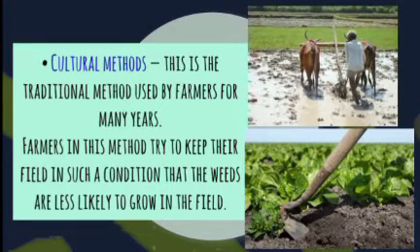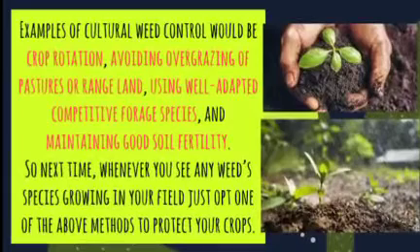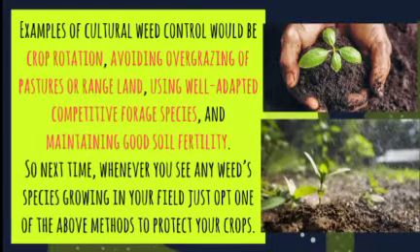Farmers in this method try to keep their field in such a condition that the weeds are less likely to grow in the field. Examples of cultural weed control would be crop rotation, avoiding overgrazing of pastures or rangeland, using well-adapted competitive forage species, and maintaining good soil fertility. So next time, whenever you see any weed species growing in your field, just opt for one of the above methods to protect your crops.